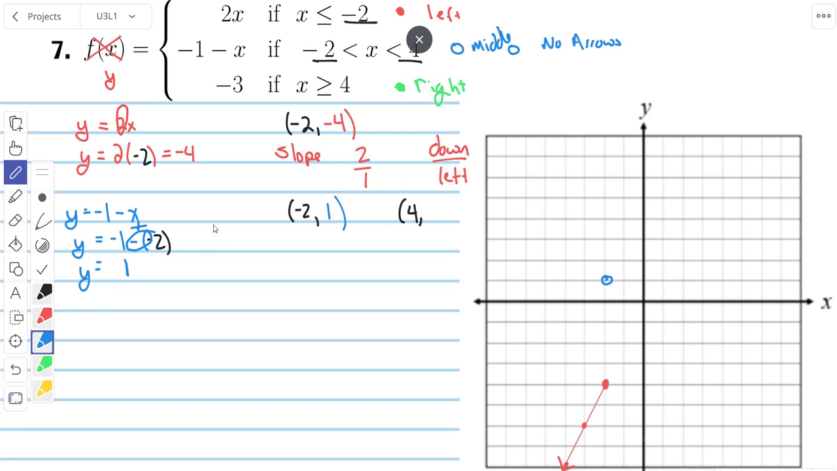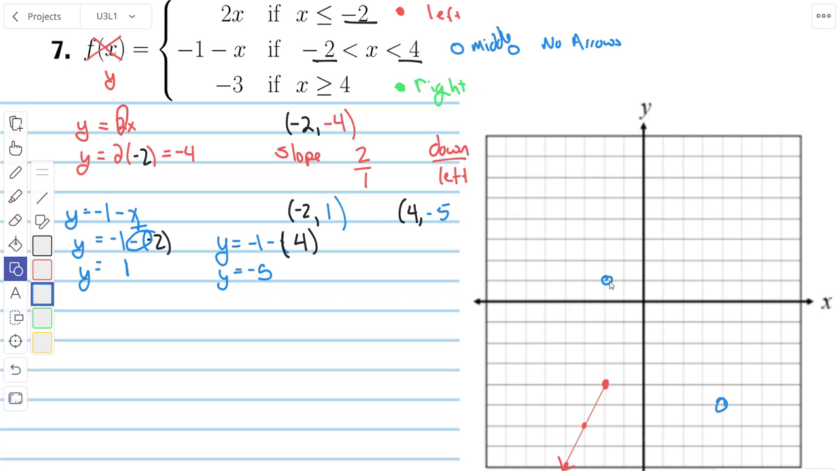Now I'm going to do the next value, which is y equals -1 minus my other point, which is 4. -1 minus 4 is -5. So -5 is my value. And so I'm going to go until I get to +4 and -5. And I'm going to draw my line in between those two. This time there are 0 arrows because it's in the middle.